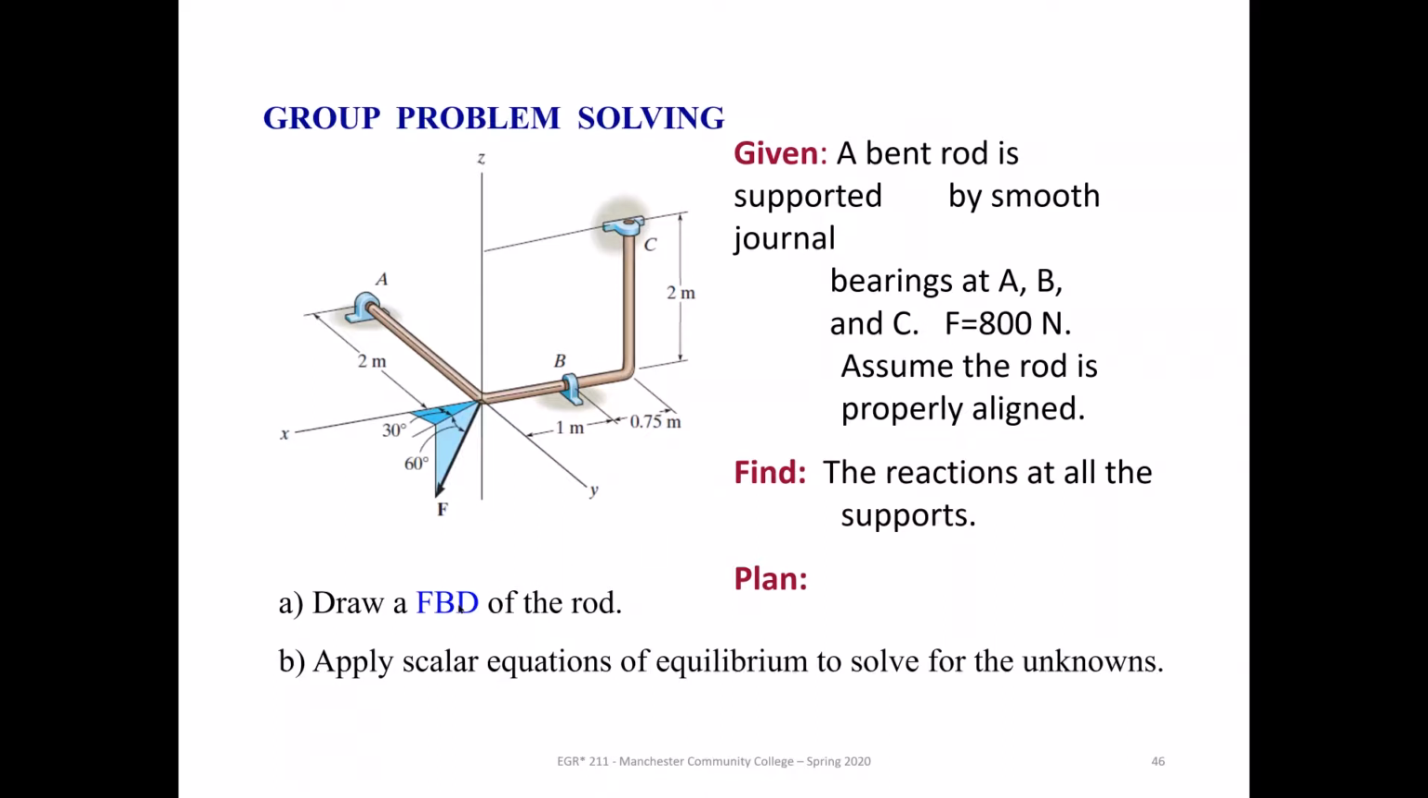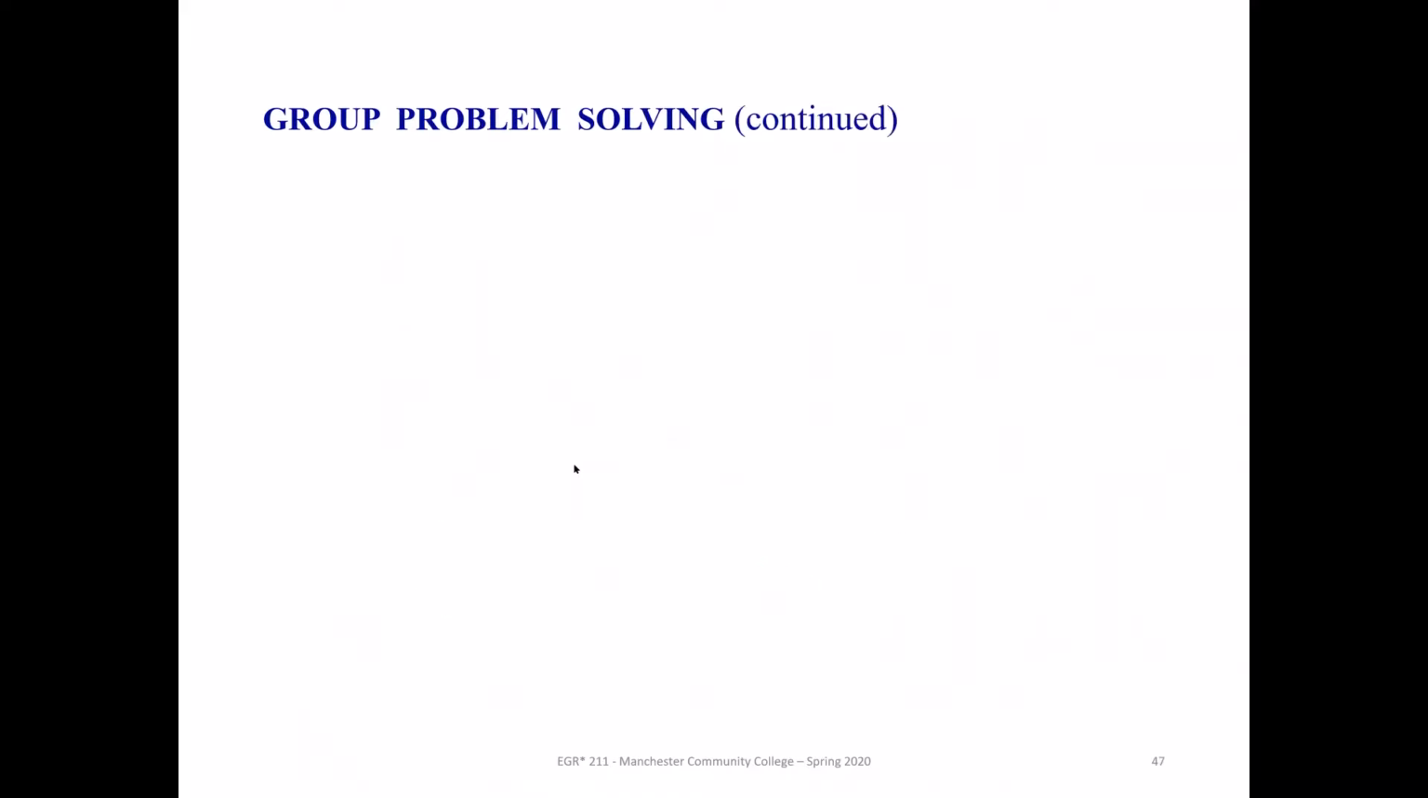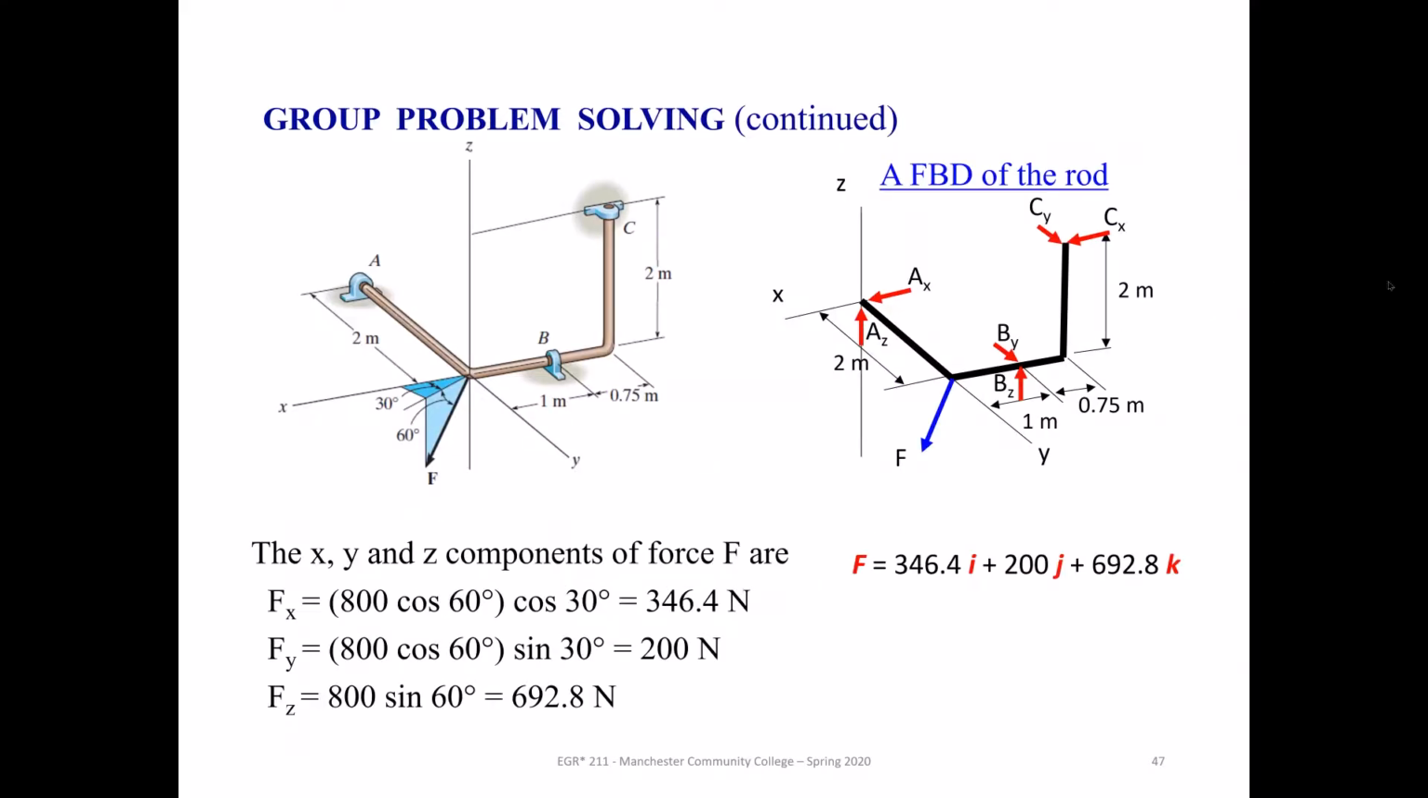Okay, and follow the usual process. We're going to do the free body diagram, and then we're going to look at applying scalar equations to find these unknowns. So, free body diagram. Here are the reactions. There's 6 reactions, and there's 1 force being applied here. In this case, you can start off by breaking up the force into its x, y, and z components. And this is just the same as what we had previously done.